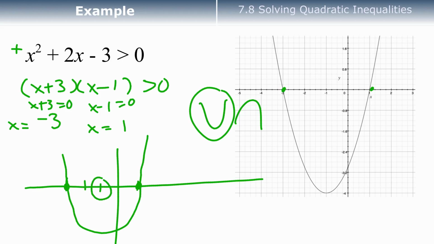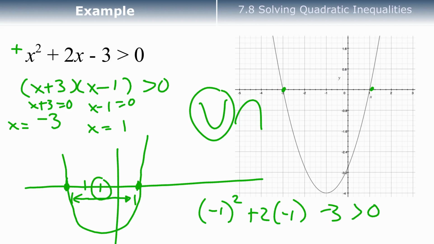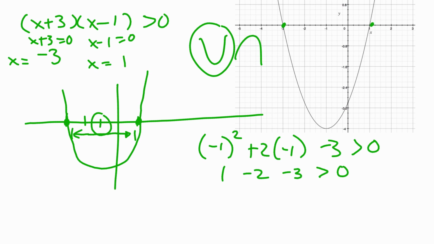So I could try maybe a -1. And I know this interval in here is all going to be the same. This interval in between the -3 and positive 1, it's all going to be the same. So let's try a -1 and see whether it becomes positive or negative. Into this equation, I'm putting in -1 squared plus 2 times -1 minus 3. Is that greater than 0? -1 squared is 1. 2 times -1 is -2, minus 3. And I'm wanting to see whether that works. 1 take away 2 is -1, so it's -4.